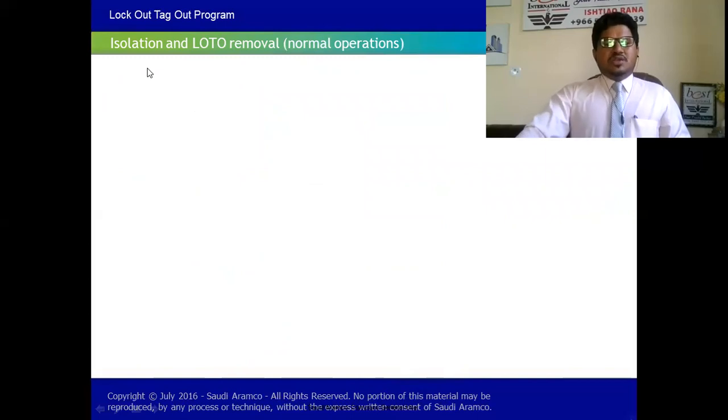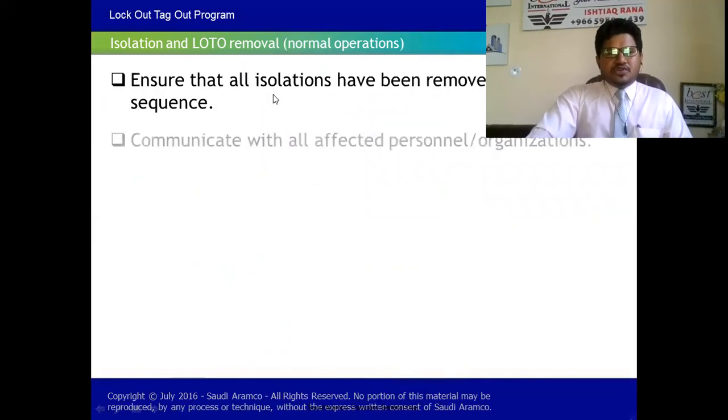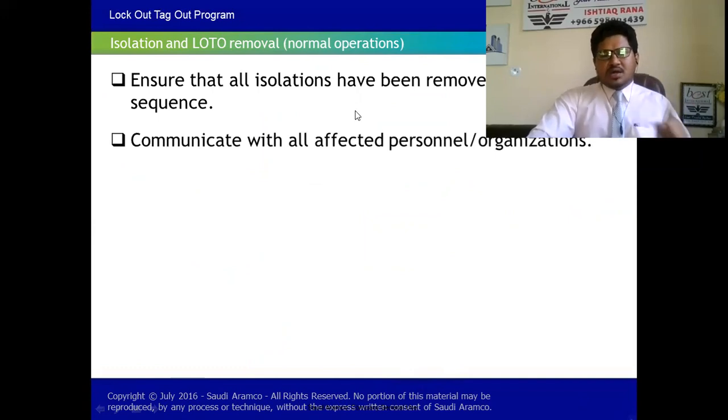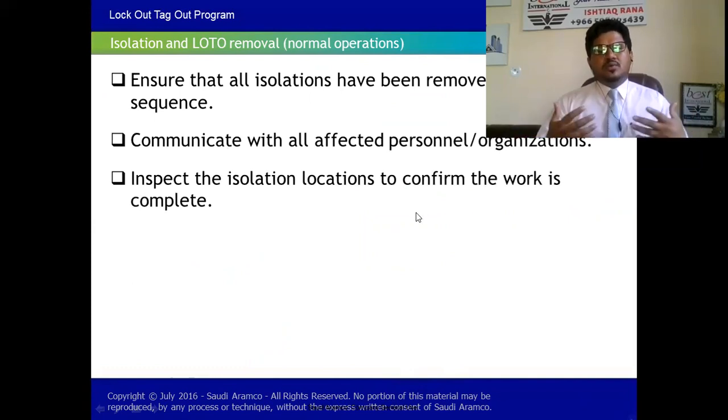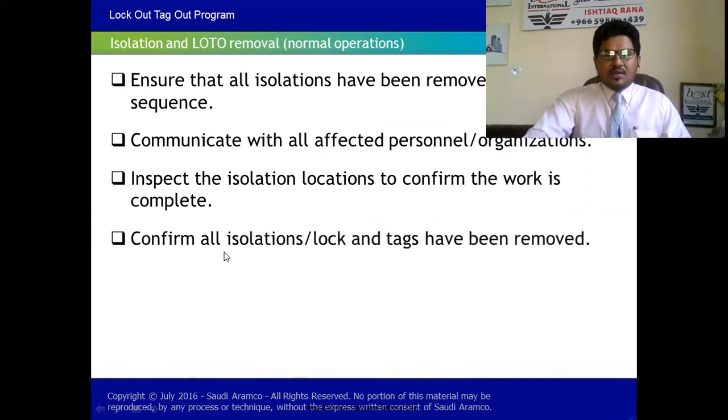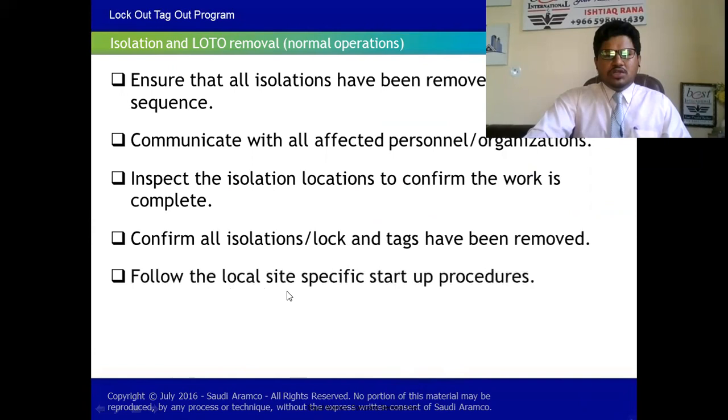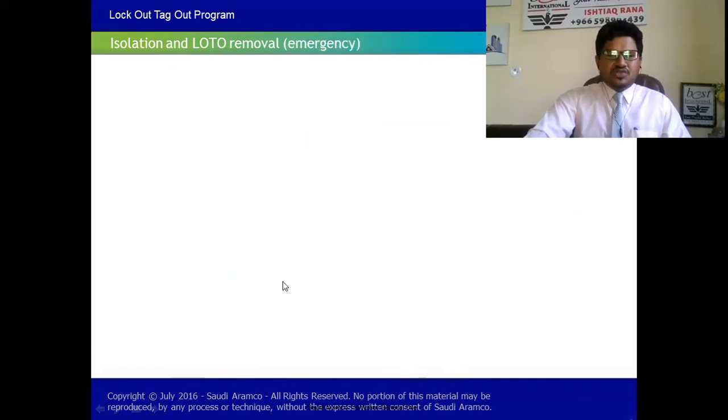Now, isolation and LOTO removal for normal operations: ensure that all isolations have been removed in proper sequence. So the last one would be the first one. So the sequence is important. Communicate with all affected personnel and organizations, and inspect the isolation locations to confirm the work is complete. So we need someone to inspect, to verify, and make sure the communication is done with the affected personnel and organizations as well. Confirm all isolation locks and tags have been removed. Follow the local site-specific startup procedures.